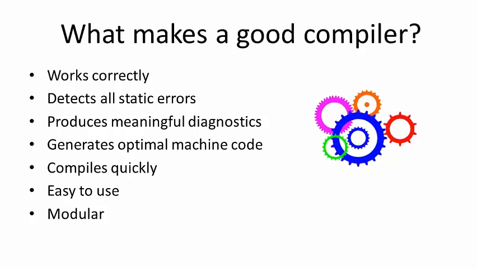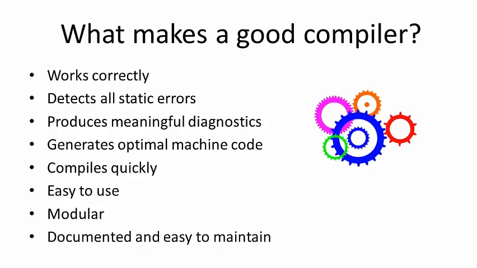There's much wisdom in building a modular compiler, with as little coupling as possible between its various components. This approach allows parts of a compiler to be reused with a variety of source code programming languages and a variety of target machine architectures. Finally, like all good software, a compiler should be well documented and, if necessary, easy to maintain.